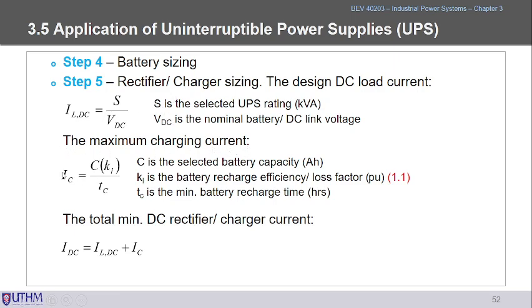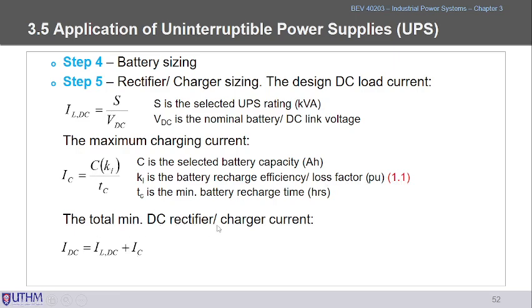The maximum charging current IC is equal to C times KL divided by TC. TC is the minimum battery recharge time, so how much time we need to recharge it again. And C is the selected battery capacity, the C in ampere hours, as we have identified in step 4 in the battery size. And KL is the battery recharge efficiency, a loss factor, and normally we consider 10% for this case. So that's why we have 1.1 here.